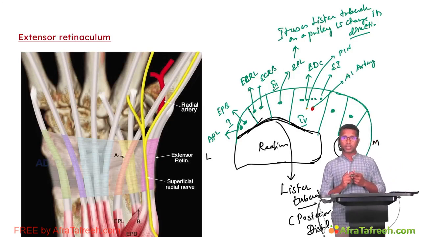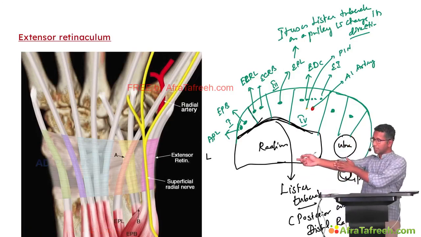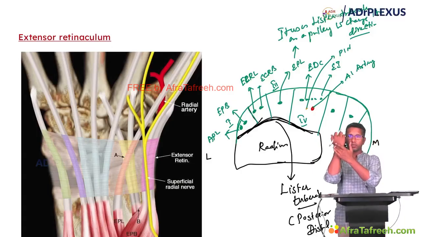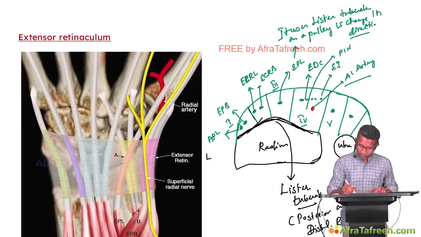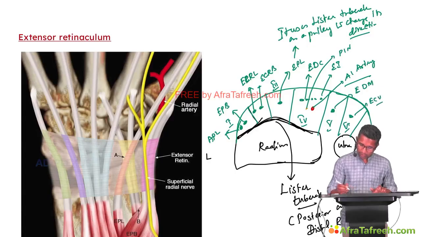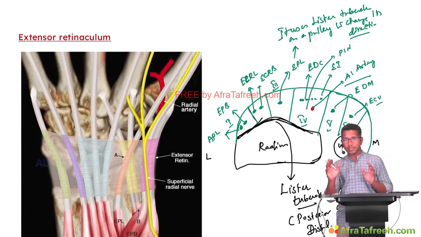Anterior interosseous artery runs on the front of the forearm. It pierces the interosseous membrane and comes to the back of the forearm. Now the fifth compartment has extensor digiti minimi, and the sixth compartment has extensor carpi ulnaris. So you have 6 compartments and various tendons in these compartments.